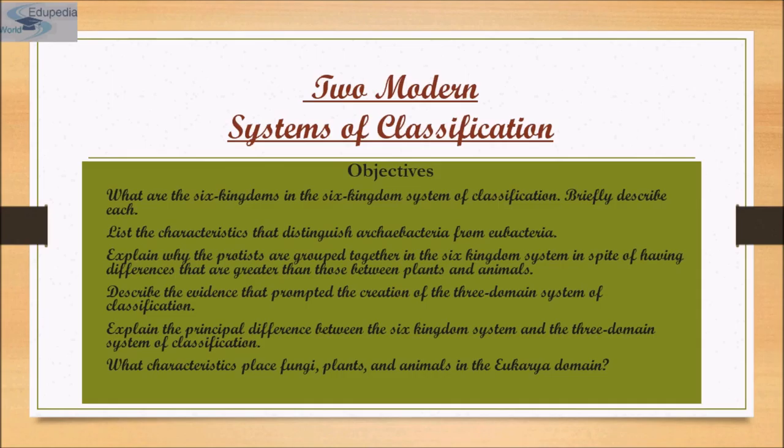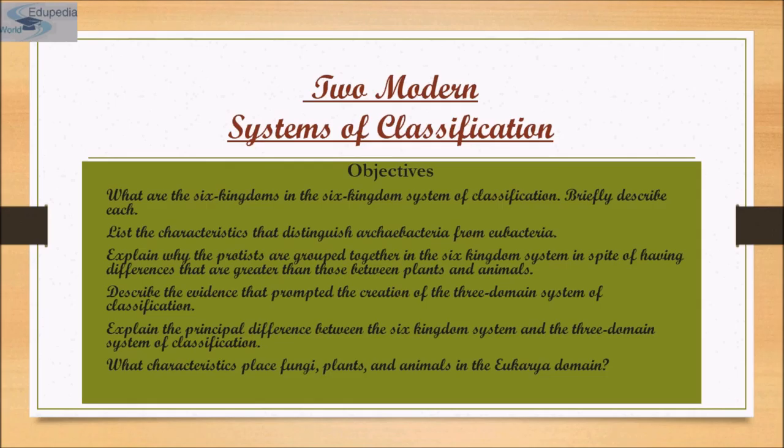So what were the objectives behind the two modern systems of classification? First, what are the six kingdoms in the six kingdom classification? We describe each. Second is to list the characteristics that distinguish Archaebacteria and Eubacteria. And third, explain why the protists are grouped together in the six kingdom system in spite of having differences that are greater than those between plants and animals. And explain the principal differences between the six kingdom classification and the three domain system of classification. What characteristics do plants and animals share in the eukaryote domain?